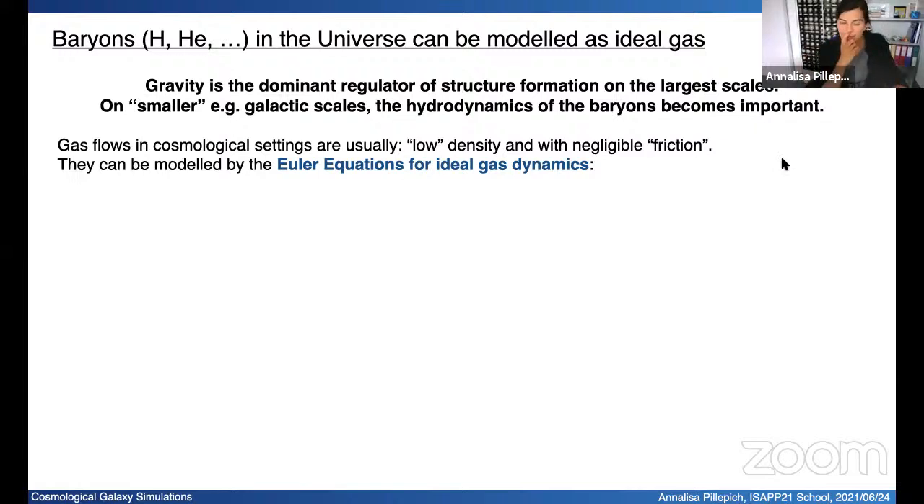Now, baryons in the universe, there's good news. They can be modeled as ideal gas. As we said earlier, gravity is the dominant regulator of structure formation on the largest scales, but on smaller scales, the hydrodynamics of the gas becomes important. But in cosmological settings, gas flows are such that the densities are usually low and the friction is usually negligible. And so we can actually describe gas with Euler equations.